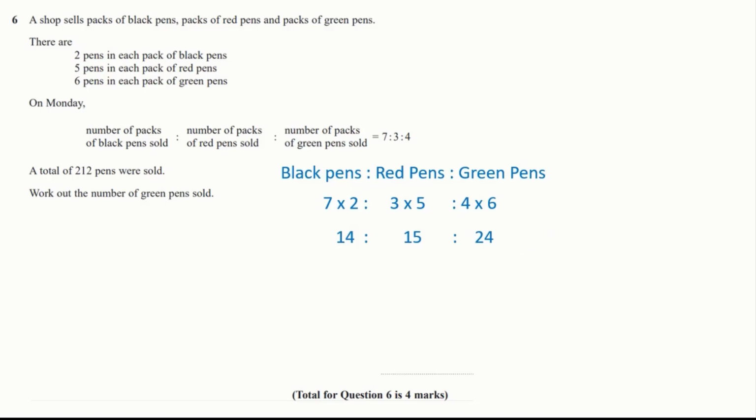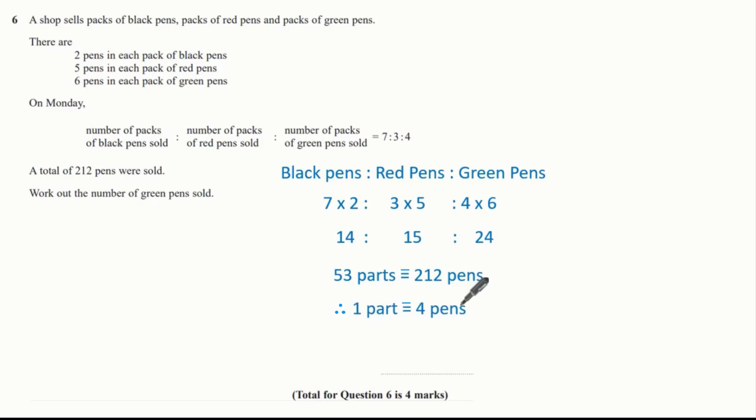Now, given the fact that I know there are 212 pens in total, let's add up the total parts. 14 add 15 add 24, which is 53. And that makes 212 pens. So, working out one part, I know one part represents 4 pens.